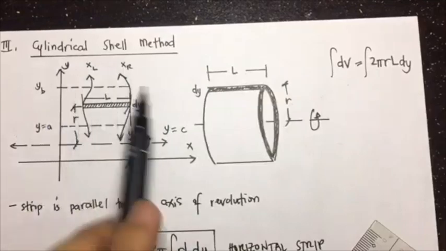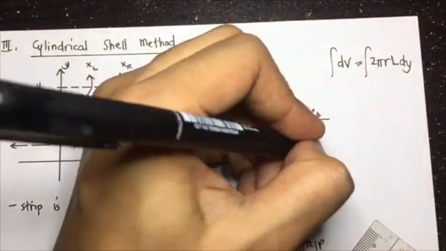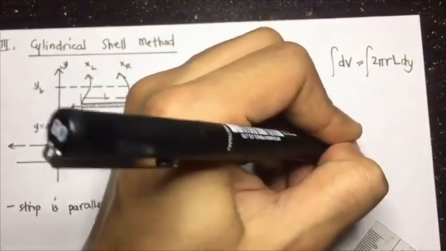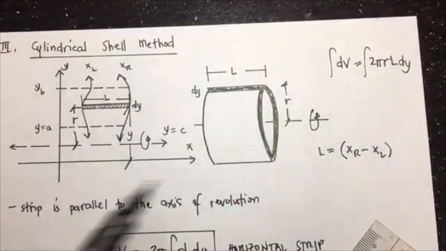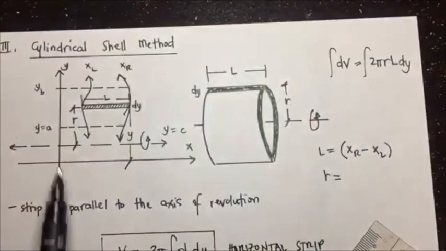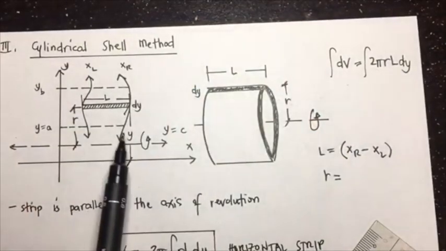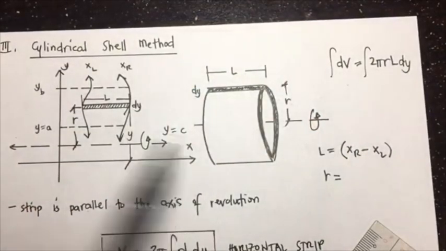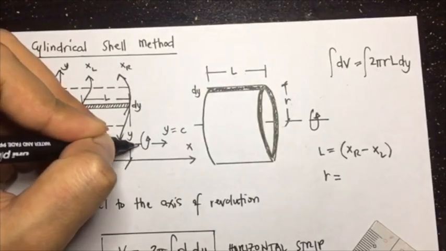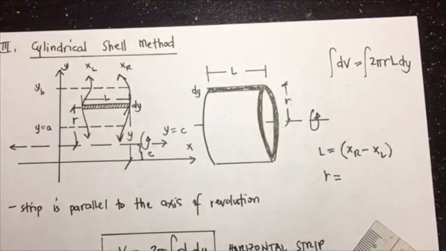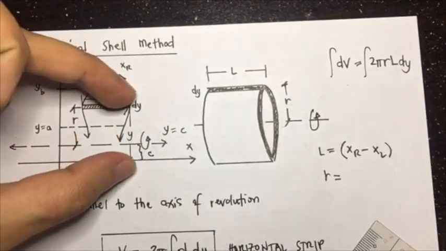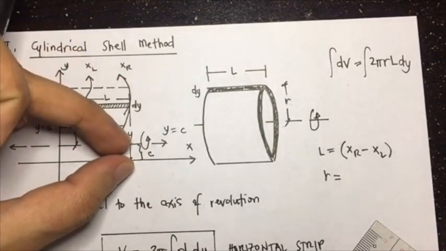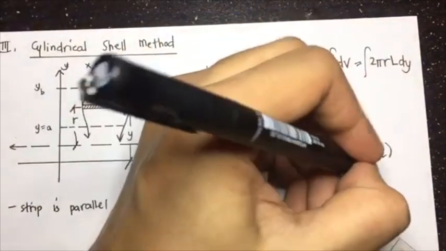Let me rewrite it here. The L is equal to xr minus xl. And in this case, our R is equal to y minus C, because this distance is C, right? Therefore the R, which is this, is equal to the distance y minus the distance C. So R is equal to y minus C.